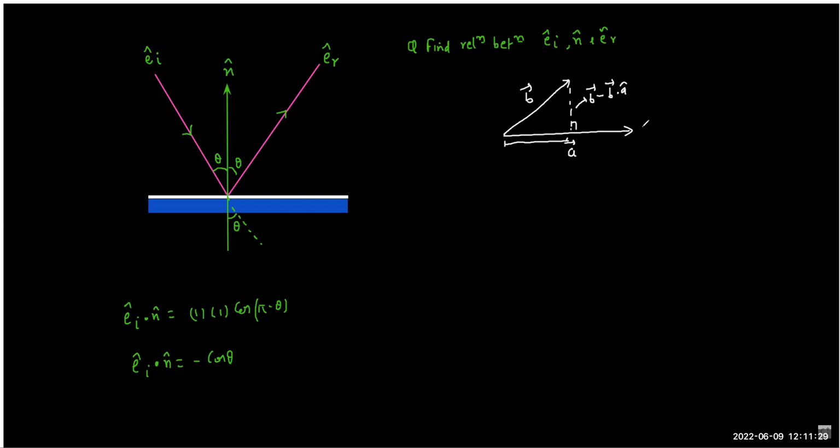Because this is like B dot A cap, the perpendicular will be how much? Just subtract, use the triangle. So B minus B dot A cap times A cap will give you the perpendicular projection. So that is why ER we can also write in the same way. The ER will have a component along the n cap, which will be ER dot n.